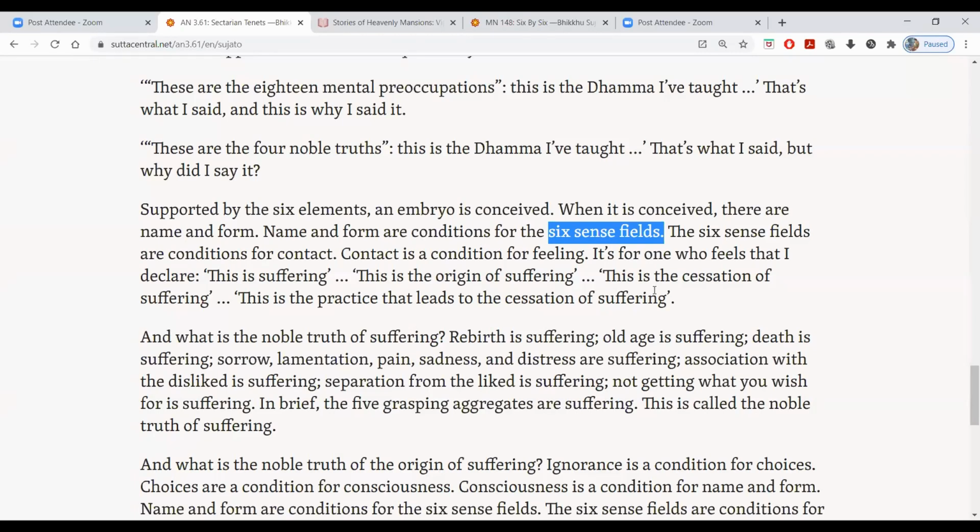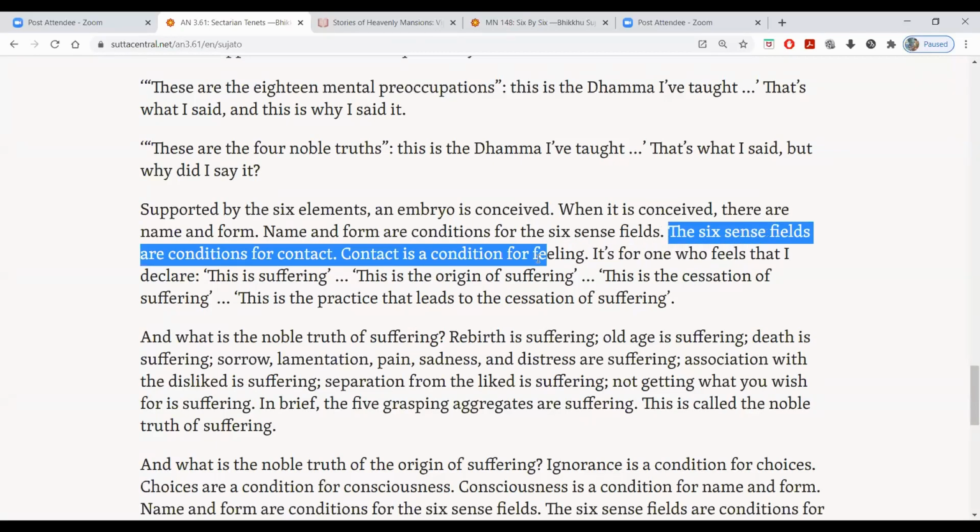So what are the 6 sense fields? Eye, ear, nose, tongue, body, and mind. And these 6 sense bases are conditioned by the name and form or nama rupa. Now all the features of the baby are forming inside mother's womb, okay? The 6 sense fields are conditioned for contact. Now the baby inside mother's womb starts the feeling process while the baby is inside the mother's womb, not after mother gives the birth. Because 6 sense bases condition the contact inside the mother's womb.